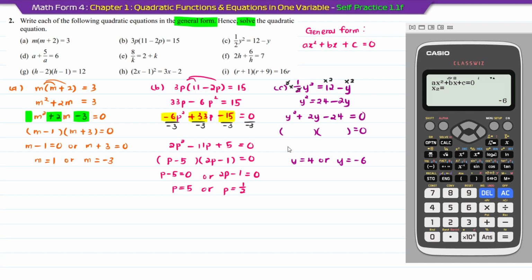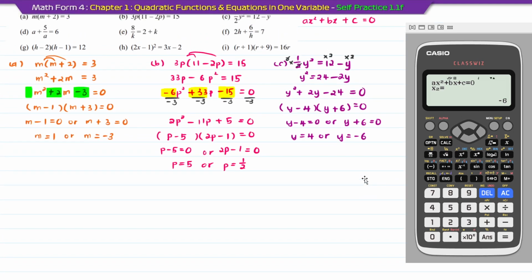So write it backwards. So y minus 4 equal to 0 or y plus 6 equal to 0. So copy this back into the brackets. There you have it for the C. Now we are going to move to question D.